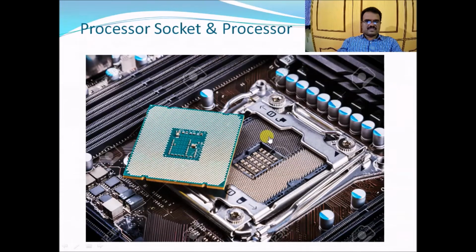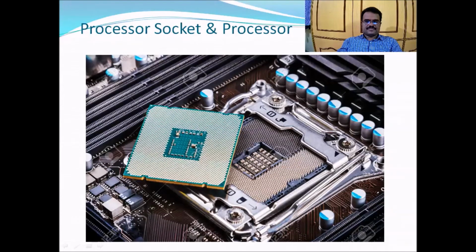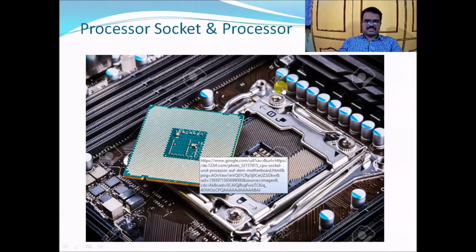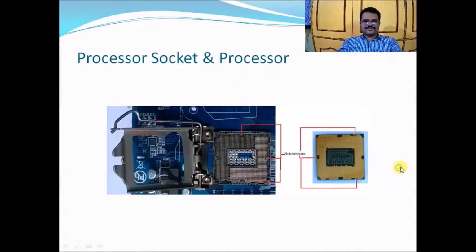Here we can see the processor socket. This is a processor socket and this one is a processor. So this lever, here we can see a lever. This can be pulled out and the processor can be inserted in the proper way. So here also we can see this is a processor socket and this is a lever. By using this lever we can open this processor cover.